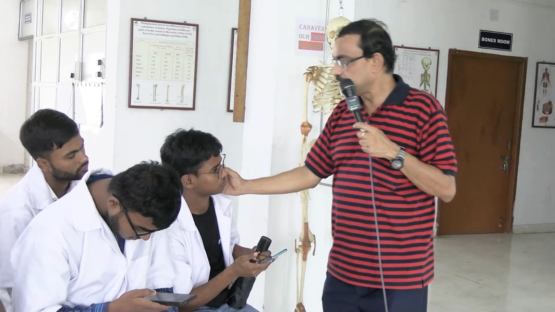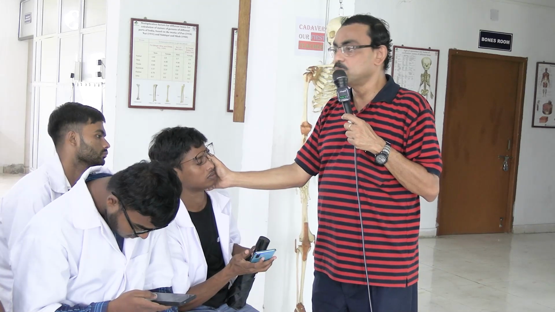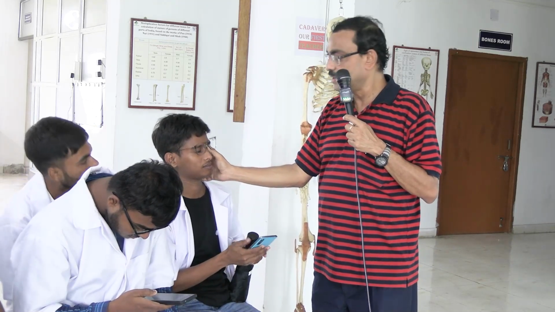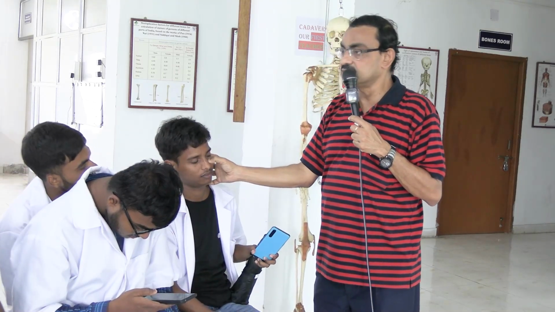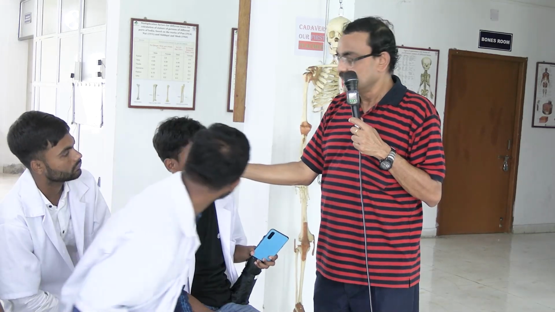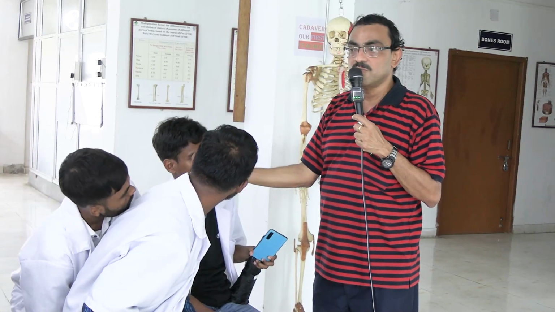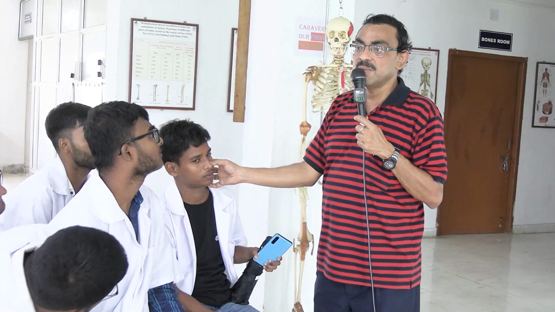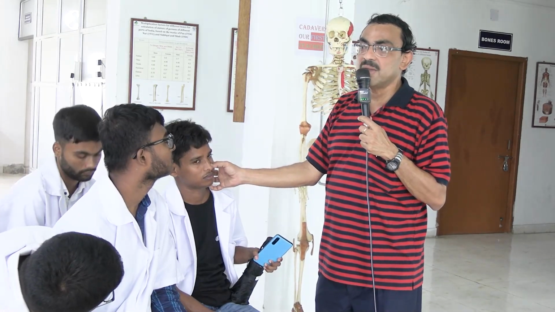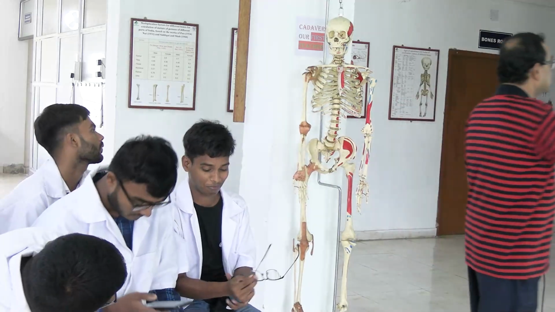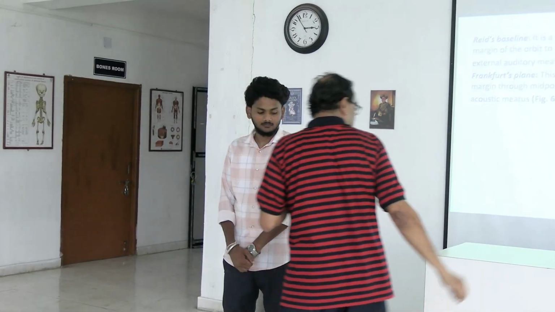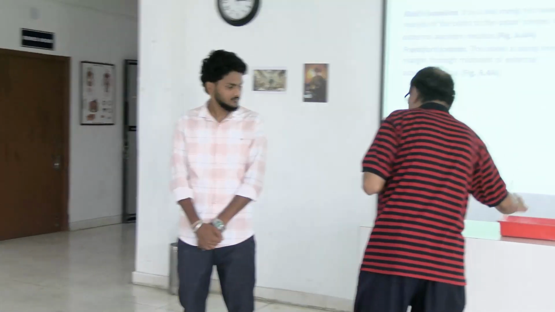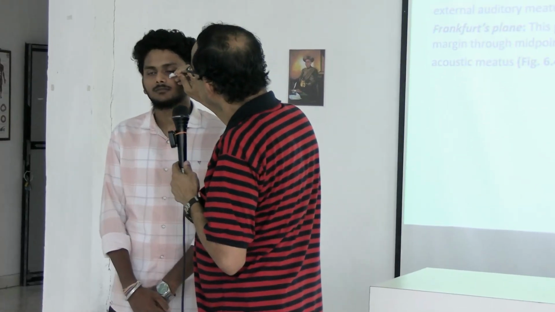So how can we feel it? This is the supraorbital notch. Just opposite, this is the infraorbital margin. From here, just go 1 centimeter below. This is the foramen, the infraorbital foramen. So this is the point where we can put a marking. What is the importance of this infraorbital foramen?